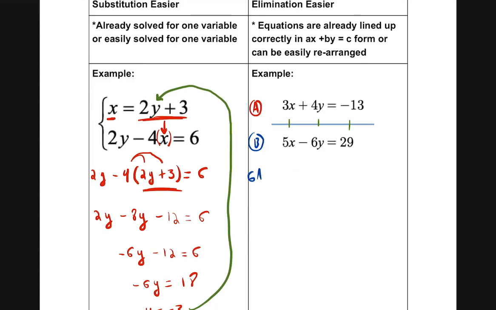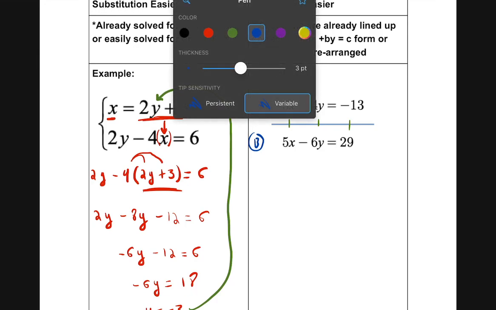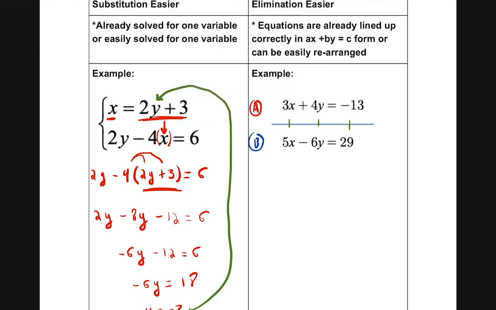I want to do the least amount of multiplication I can, so what I see is that 4y and 6y can both be made into 12. If I do 3A, which is going to be 9x plus 12y equals negative 39, right? Everything's multiplied by 3. And then I'm going to do 2B. That's going to be 10x minus 12y is equal to 60 minus 2, 58.